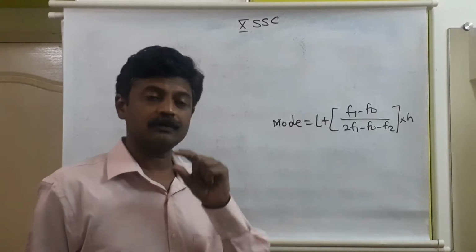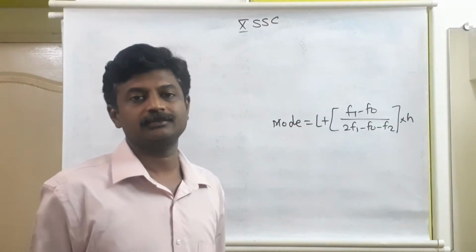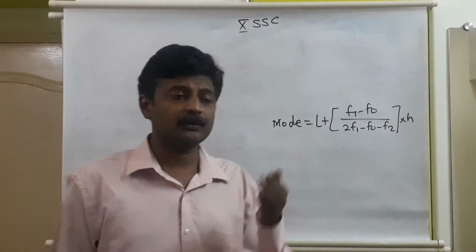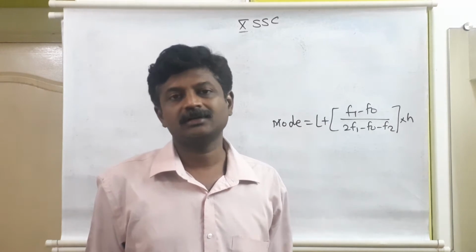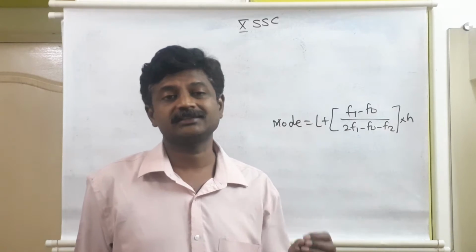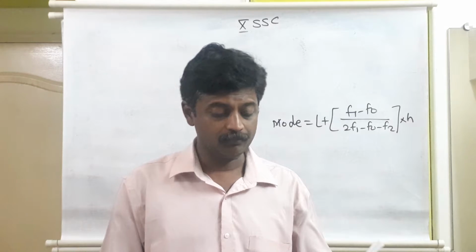F1 is the frequency of the modal class. F0 is the frequency of the previous class of the modal class. F2 is the frequency of the next class of the modal class, and H is nothing but the class width, the difference between upper and lower limit when the classes are continuous. So this is all about the formula for mode.